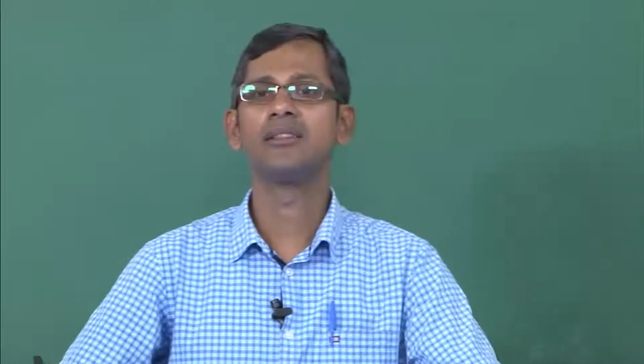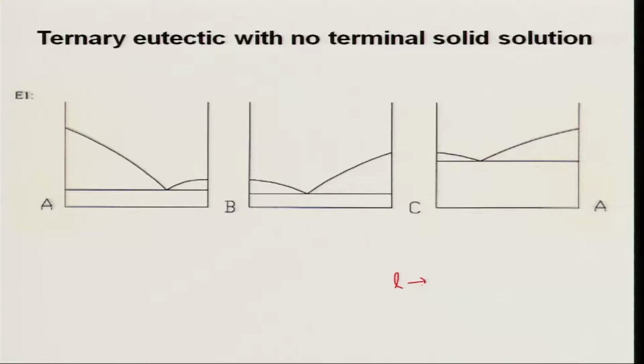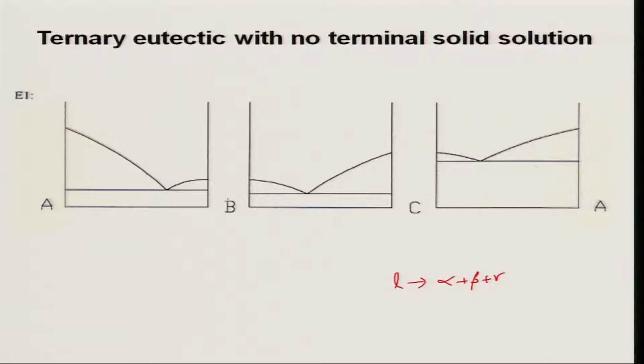So, we have been discussing a ternary system in which there is a ternary eutectic reaction, and the eutectic reaction is like this: liquid going to alpha plus beta plus gamma, liquid transforming into 3 solid phases simultaneously. And for that, we need to have binaries in which a eutectic is present in all the binaries, like between A and B, B and C, C and A, you have eutectics, correct. And if that is the case, then a ternary eutectic will be present.